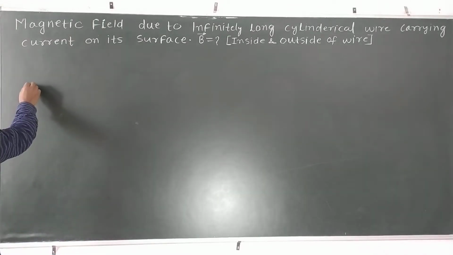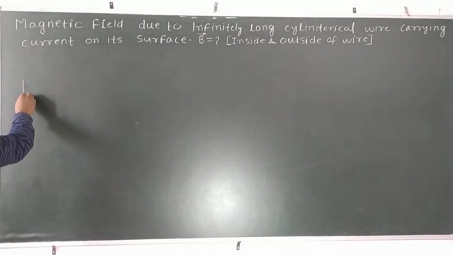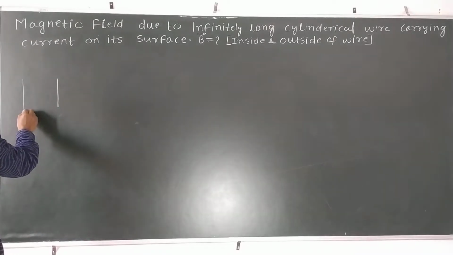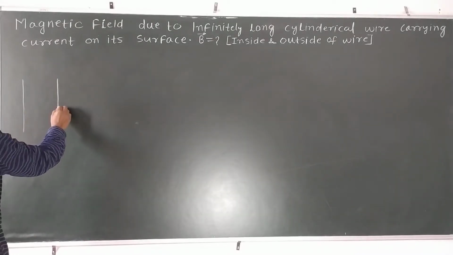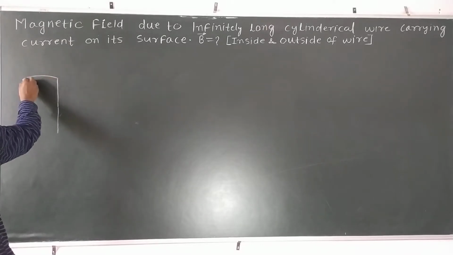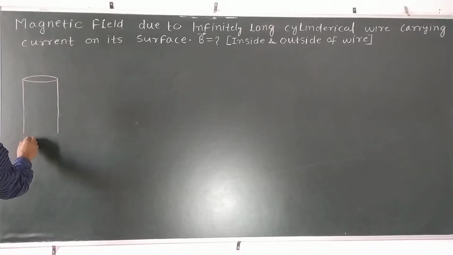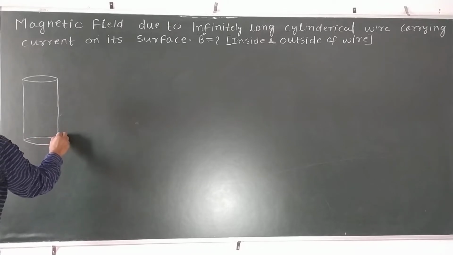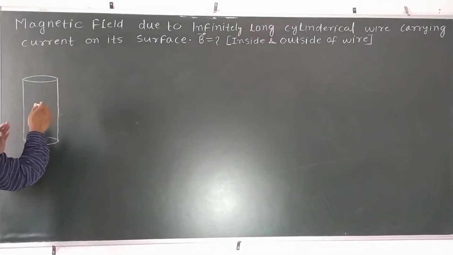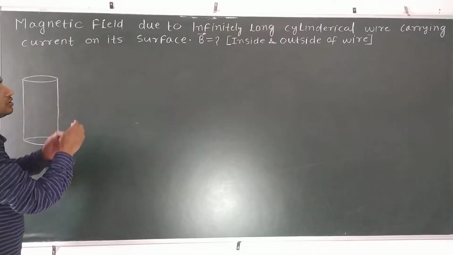Suppose this is a cylindrical wire having a length that is infinite. Suppose this one cylindrical wire, and the current which is flowing is on the surface of the cylindrical wire.